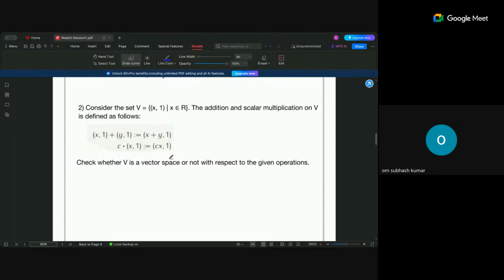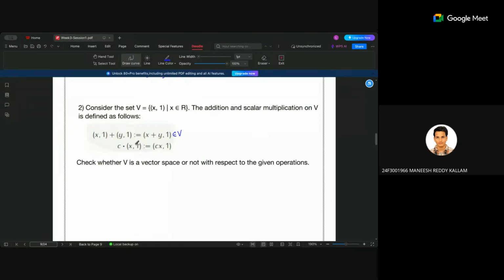Consider the set V equal to the set of all (x, 1), x in R. The addition and scalar multiplication on V is defined as follows. So here (x, 1) plus (y, 1) is (x plus y, 1), and c times (x, 1) is (cx, 1). So here we are going to check whether it is a vector space or not. We don't know whether it is a vector space. First, are they closed under addition? You take two vectors, the sum is also in V.